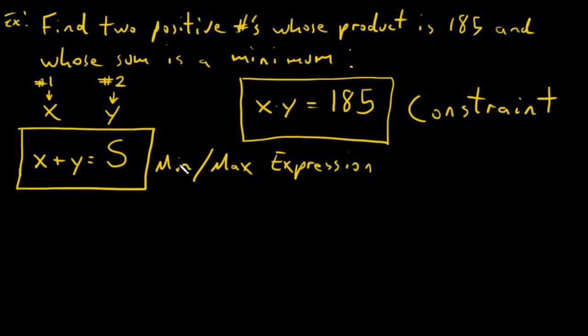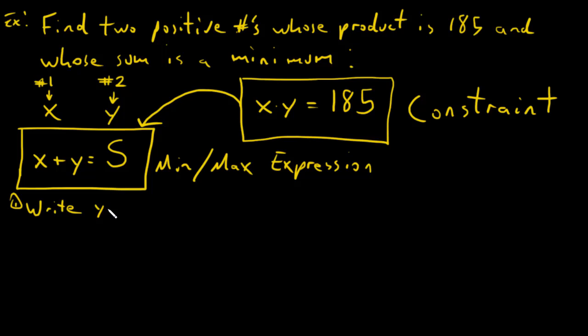So the trick is going to be to apply the constraint to this expression. Then I can actually do something with it. Okay? So how do I do that? Well, in every single case, you're going to take your constraint, solve for one of the variables in the constraint, and then plug it into your min-max expression.